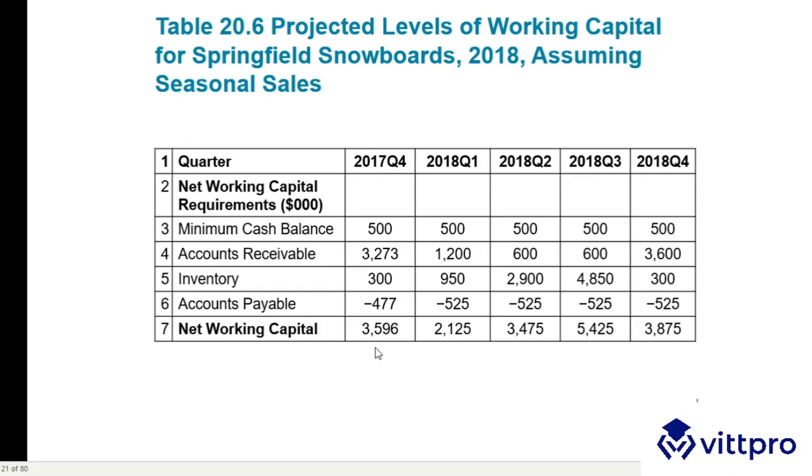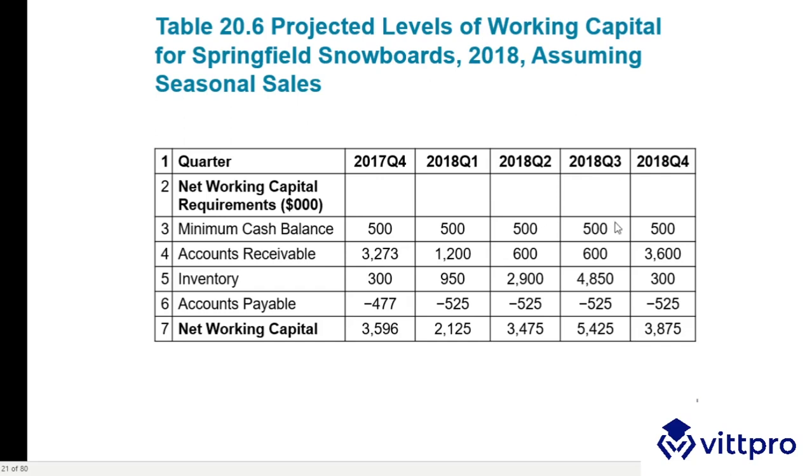What would be the average? Can anybody calculate? 3,500 plus 2,100 plus 3,400 plus 5,400 plus 3,800. 3,699. So let's say the company decides that we will take a long-term financing of about 3,700, right? So let's round it off to 3,700. So let's say they arrange 3,700 as the long-term financing, correct?